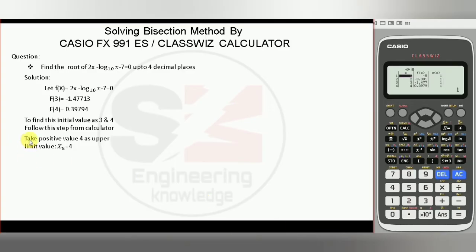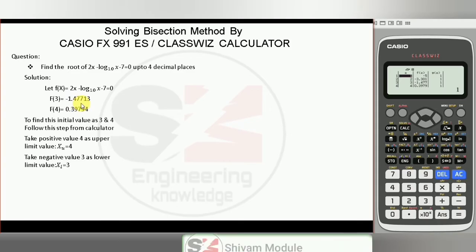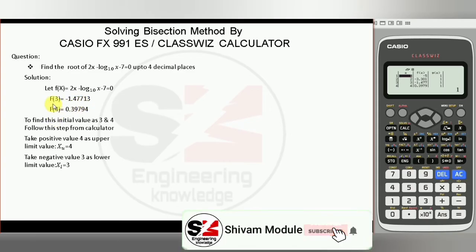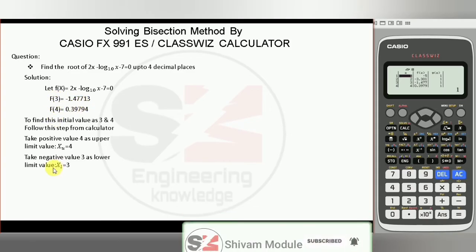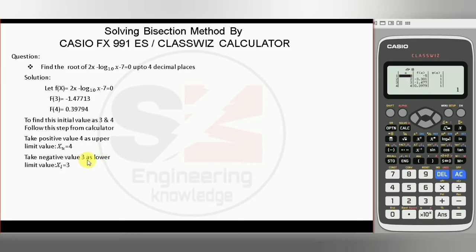So take the positive value 4, that is this is the positive value, so take the positive value 4 as the upper limit value, then xu is equal to 4. Then take the negative value 3 as the lower limit value, that is xl is equal to 3, that is this negative value, so we have to take the 3 as the lower limit value.